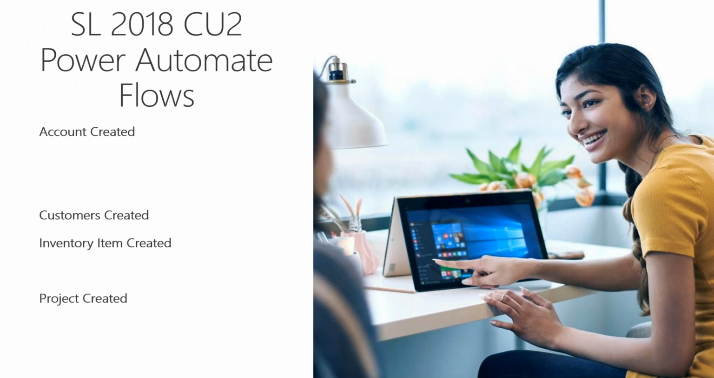So let's go through, first, let's talk about this Power Automate. Since we just talked about what we include with SL, we've created a bunch of automatic emails that can be sent to you when an account is created, a customer is created, an inventory item is created, a project is created, and I think I'm missing one here. I think vendor is created. So we can automatically email the appropriate people when these things get entered into SL.